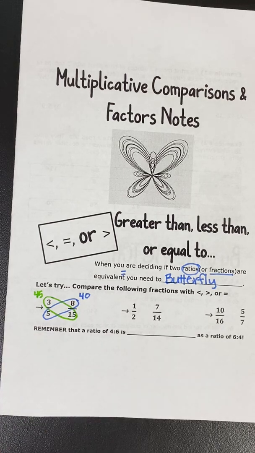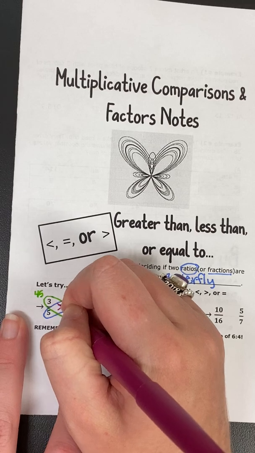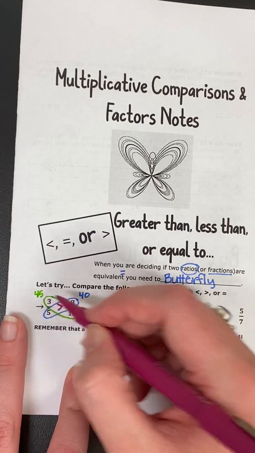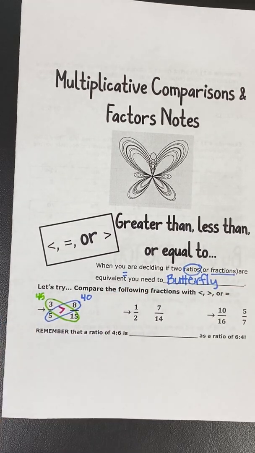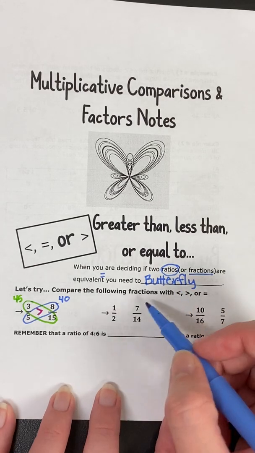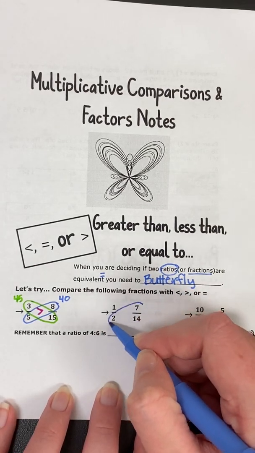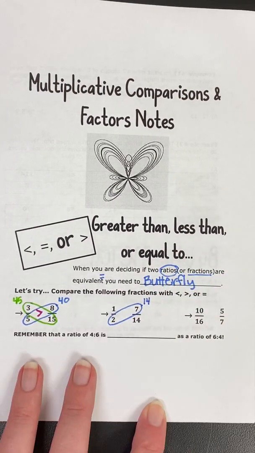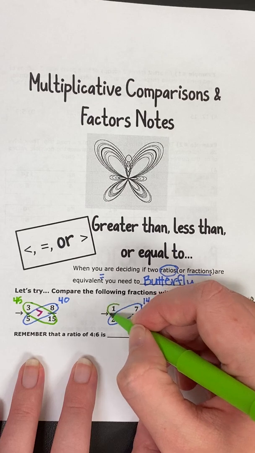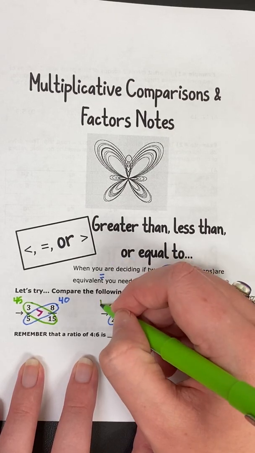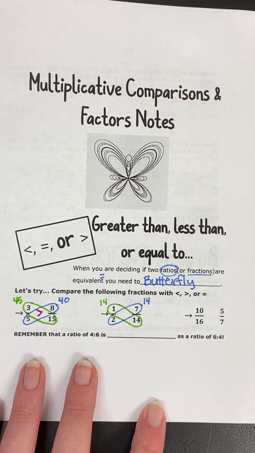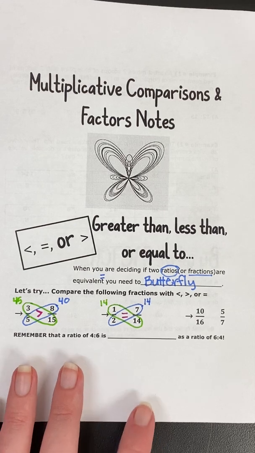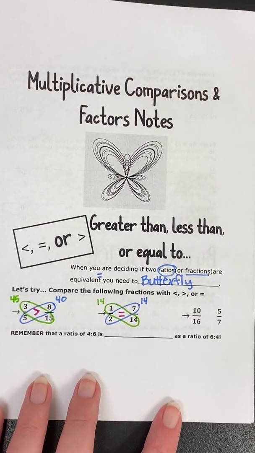We know the 45 is bigger, so we put our symbol, the alligator eats the bigger number, so it needs to face the bigger number. So 3/5 is bigger than 8 over 15. Let's look at our next one, same thing. We're going to go across. We do our 7 and our 2, and again, we are multiplying, that's 14. Answer goes at the top. Then we do our other two numbers, 1 and 14. 1 times 14 is 14. So look at our answers, 14 and 14. Those are the same. So these are equivalent ratios or equivalent fractions.